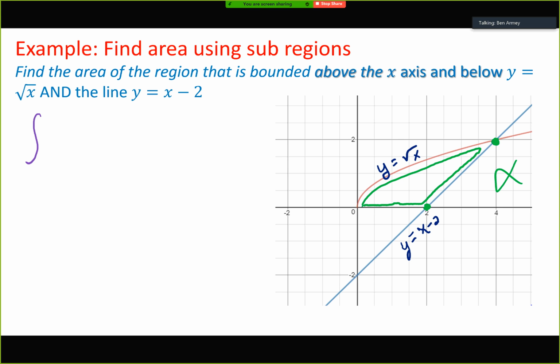So we are going to do it in subregions. So I'm going to divide this up, and I'm going to call this my region 1 and this my region 2. Find the area of each, add them up, that gives me the area for my shape that I'm working with. So if I want to find the area of region 1, it's going to be my integral from 0 to 2 of just root x dx.